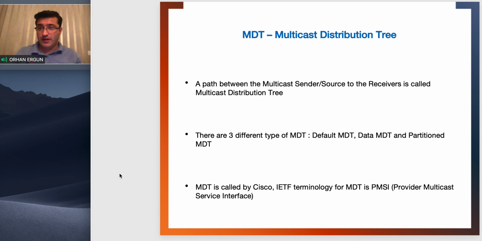So in the next discussion, we will start the multicast distribution trees, and we will learn different types of trees, and some terminology will come from the IETF side, from the Cisco side, etc. But let's start with the next video.